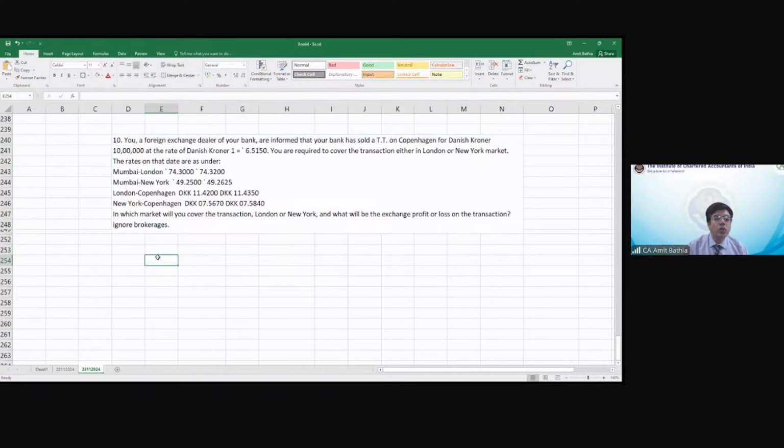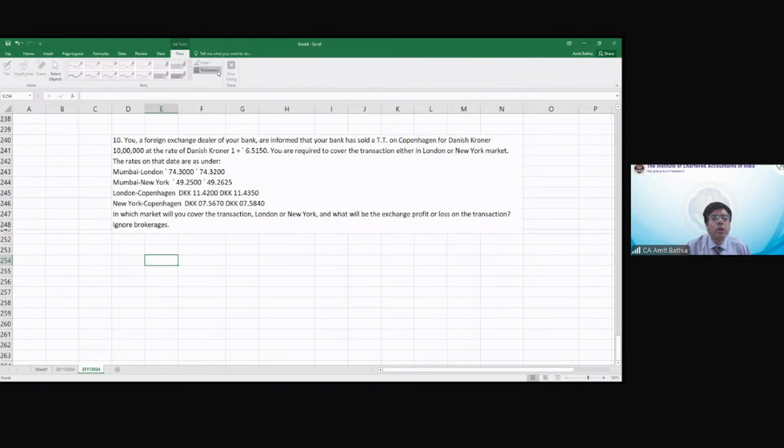Yes. So here I have two possibilities, right? For me, if you look at it, I can take this Mumbai London rate from London to Copenhagen. Are you with me?